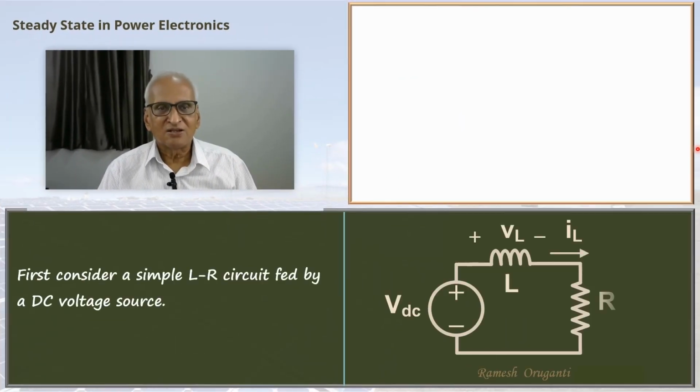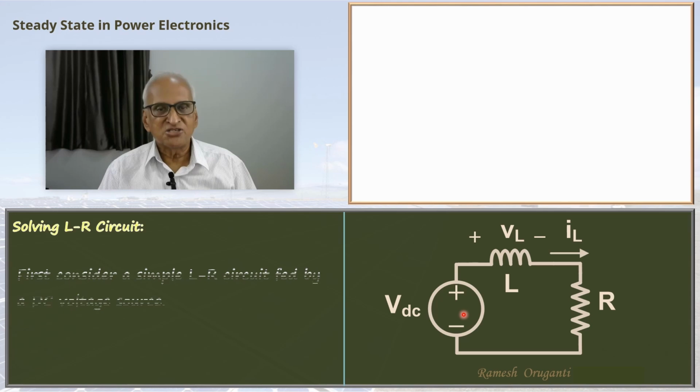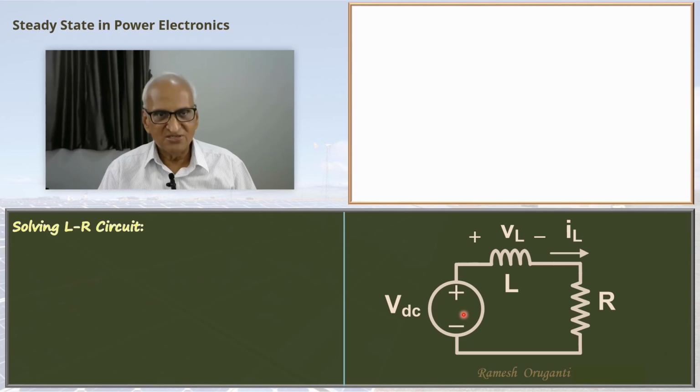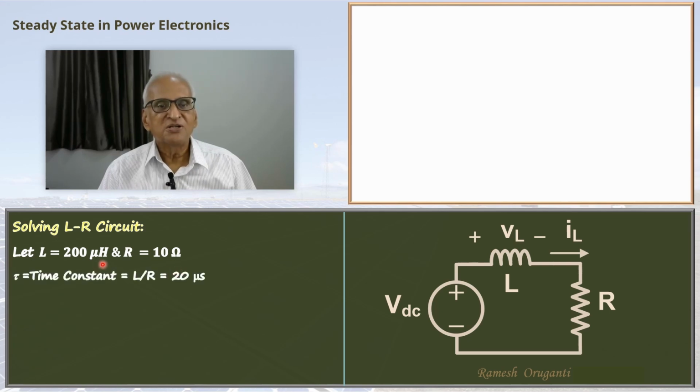First, we will consider a simple LR circuit fed by a DC voltage source. The inductance, the resistance and the DC voltage source are in series. The inductor value is taken to be 200 microhenry and the resistance value is taken to be 10 ohms. Then the time constant will be 200 microhenry divided by R. Tau is the time constant, which is 20 microseconds.